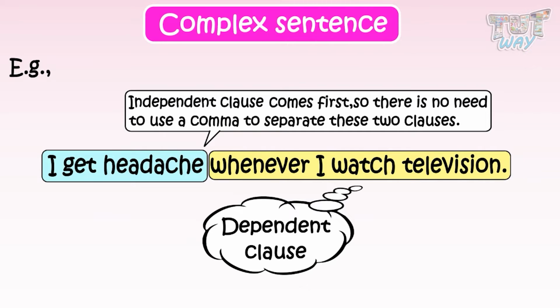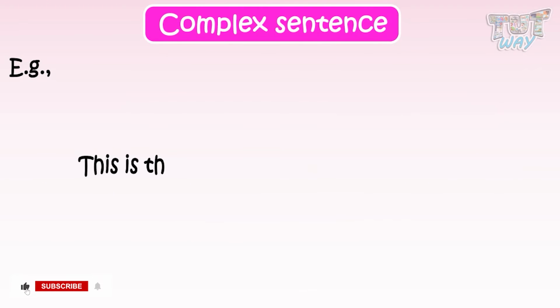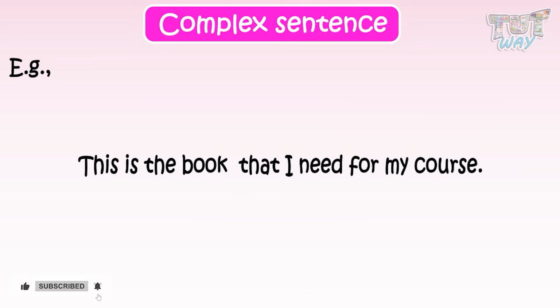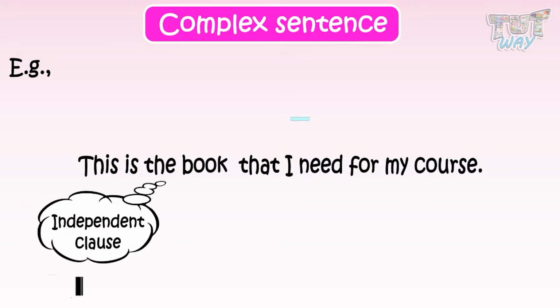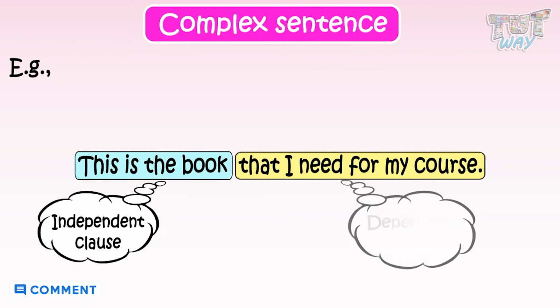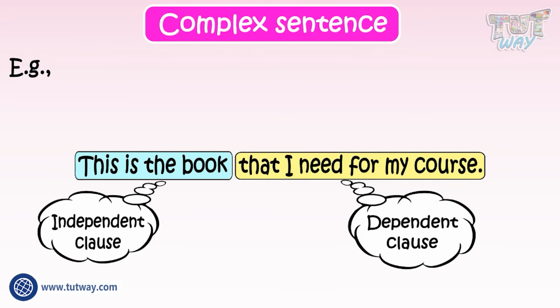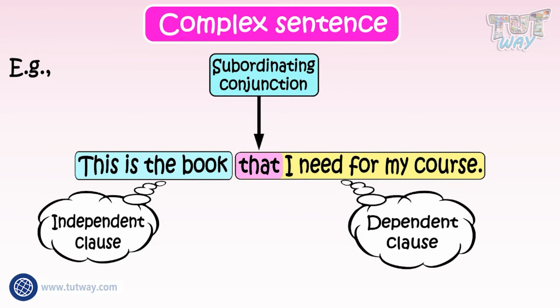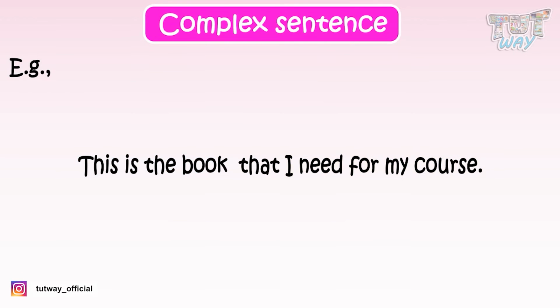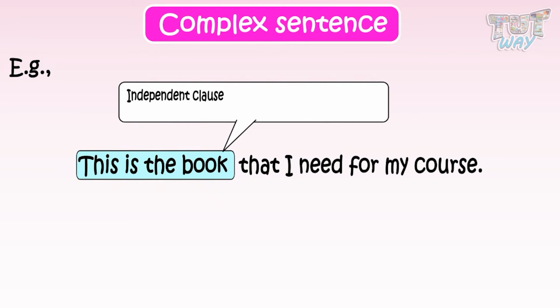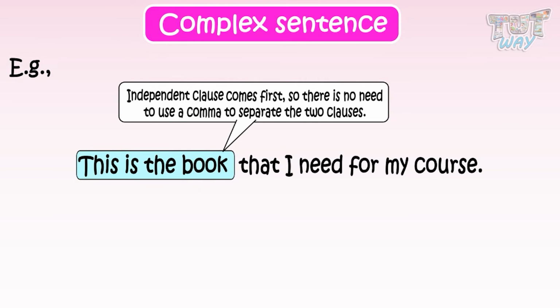Let's have another example. This is the book that I need for my course. In this statement, an independent clause is, this is the book, and that I need for my course is a dependent clause starting with the subordinating conjunction, that. So, it's a complex sentence. And in this complex sentence, the independent clause comes first. So, there is no need to use a comma to separate the two clauses.